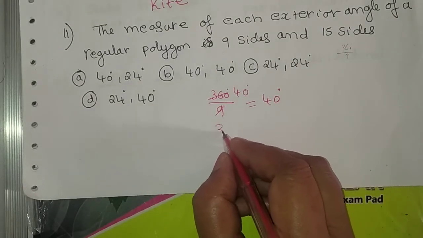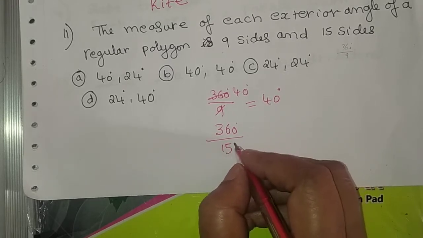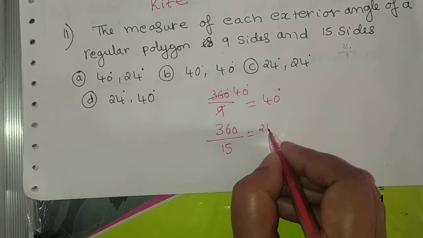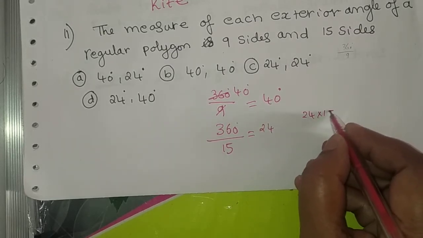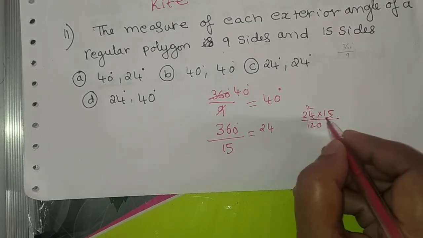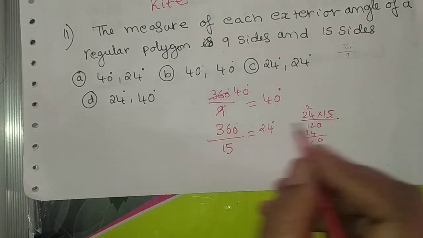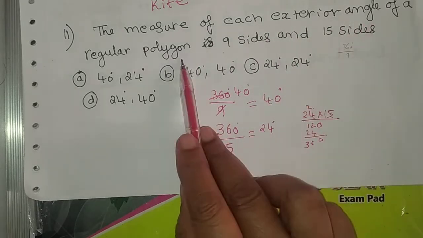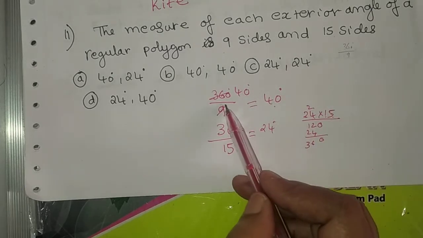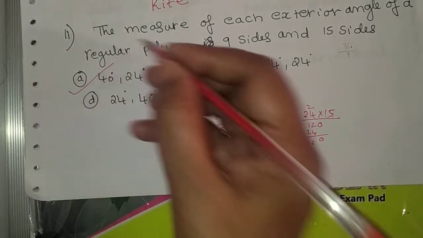Next one is 15 sides, that is 360 by 15. Again, how much is the answer? We'll get 24. Check: 24 into 15, 5 fours are 20, 5 twos are 10, 12, 1 four is 4, 1 two is 2, 0, 6, 3, 60. Therefore, for the exterior angle of a polygon with 9 sides and 15 sides, we divide 360 by the given number of sides. So option A is the correct answer.